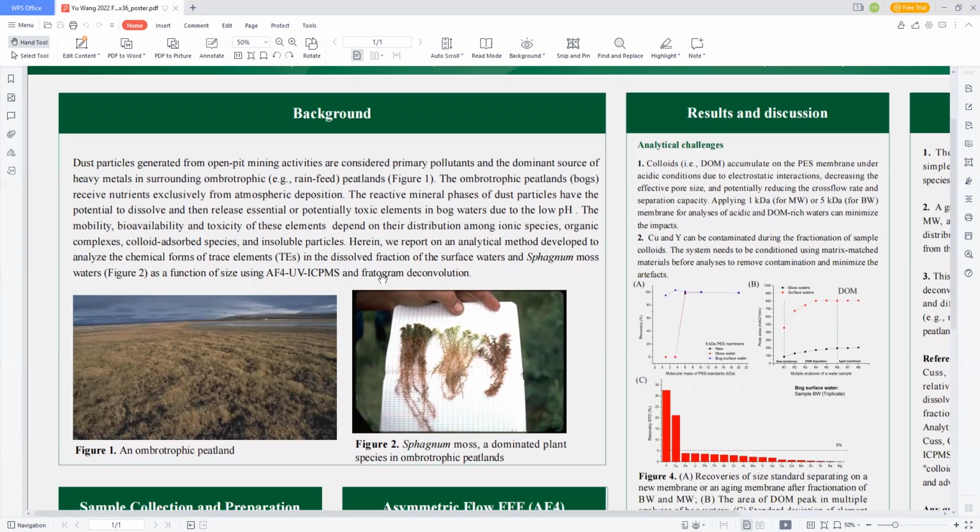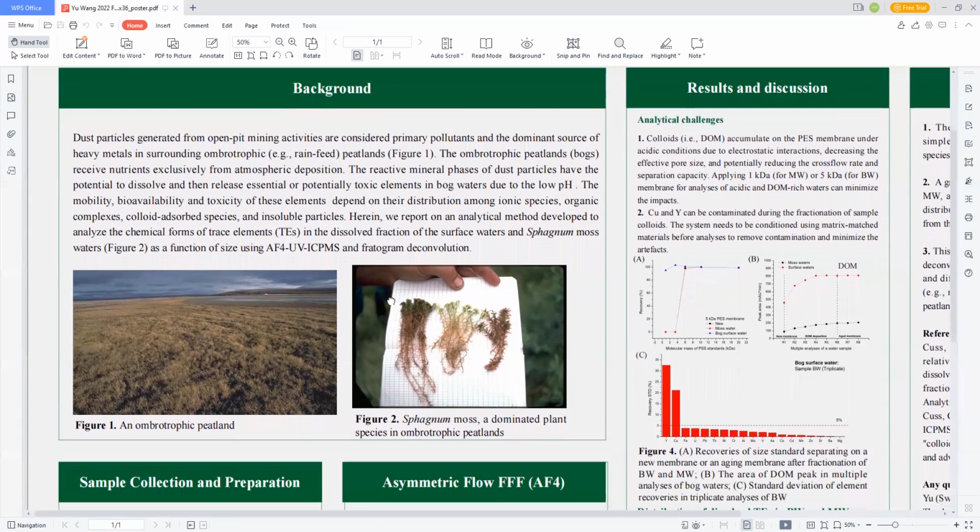The reactive mineral phases of this dust have the potential to dissolve and then release essential or potentially toxic elements in bog water, due to its low pH, like pH 4. The mobility, bioavailability, and even toxicity of these elements highly depend on their size distributions and also their chemical forms.